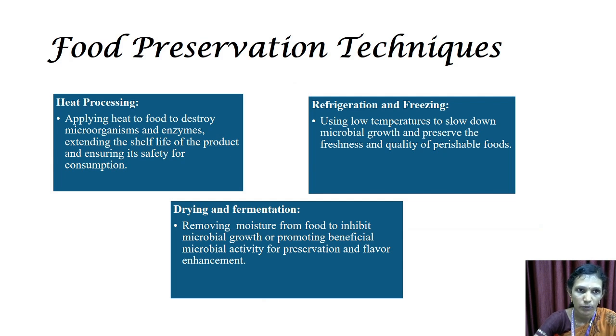Food preservation. Food preservation is used to prevent spoilage. Techniques commonly include heating, refrigeration, freezing, drying and fermentation, and they are employed to prolong the shelf life of food products and maintain their quality and safety. These methods help inhibit microorganisms, prevent spoilage and retain the nutrient value of the food, ensuring consumers' safety and satisfaction too.